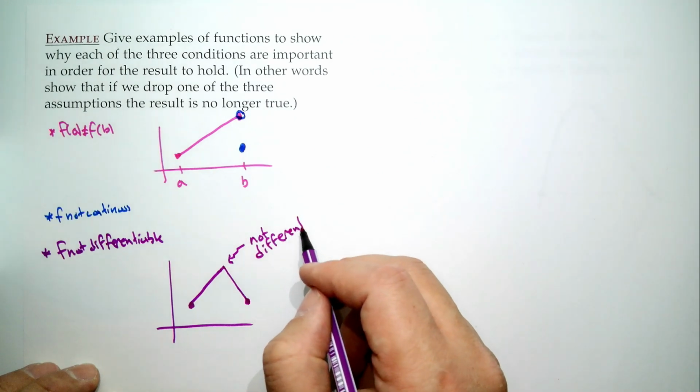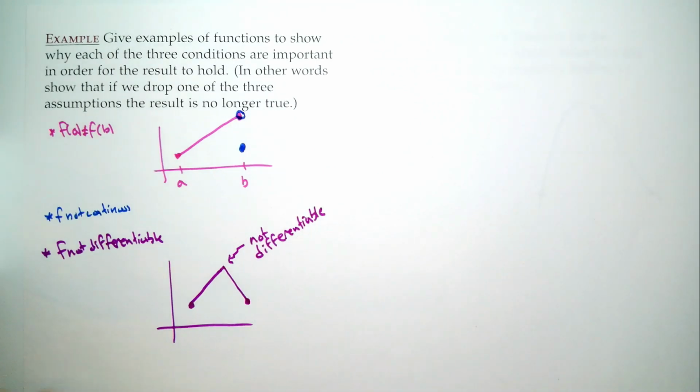So all three of these conditions are very important. If you drop any one of those three conditions, it's no longer a true statement. But we've already seen the proof, and so we know that as long as we have those three, then it works out.